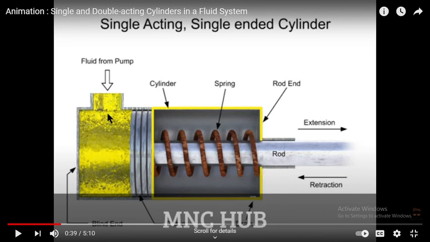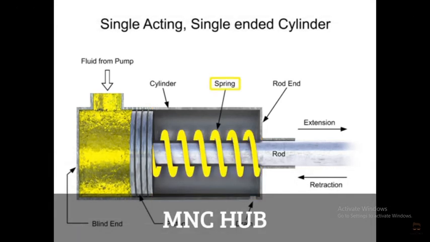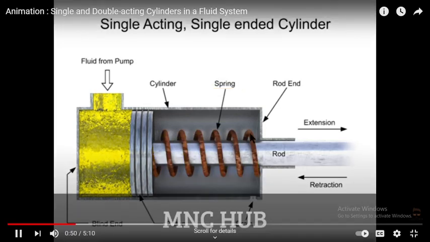Similarly, when the oil is removed from this port, this piston moves in the backward direction because of the spring action, and we get the retraction or linear motion. That's why we name it a single acting linear actuator. It utilizes a spring on the non-fluid side. A single acting cylinder produces linear motion in one direction.